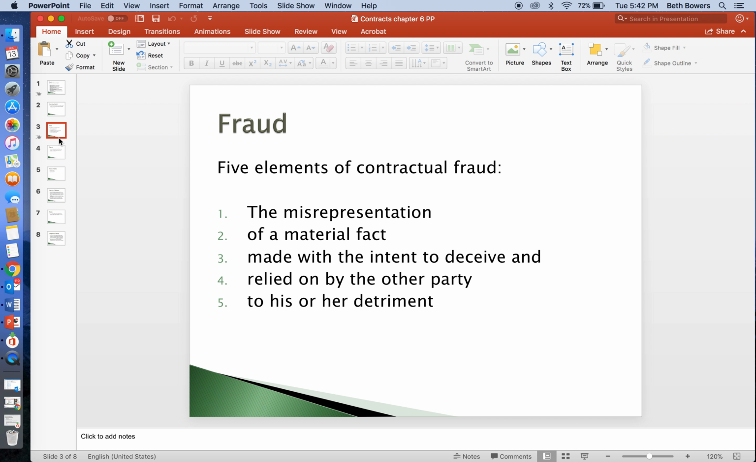Okay. And in the final example, just another example of fraud. In a recent trial decision, a man sued his ex-wife for fraud. After many years of marriage, she admitted to him that she had never loved him. So after the divorce, the former husband sued the wife for fraud in the marriage contract and won.